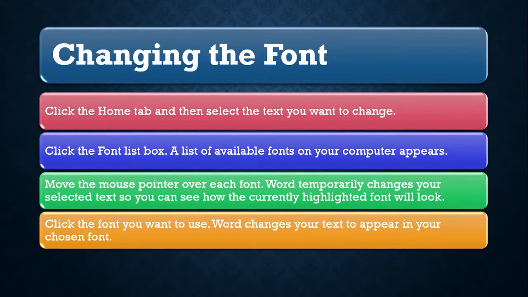Changing the font. Click the Home tab and then select the text you want to change. Click the font list box. A list of available fonts on your computer appears. Move the mouse pointer over each font. Word temporarily changes your selected text so you can see how the currently highlighted font will look. Click the font you want to use. Word changes your text to appear in your chosen font.